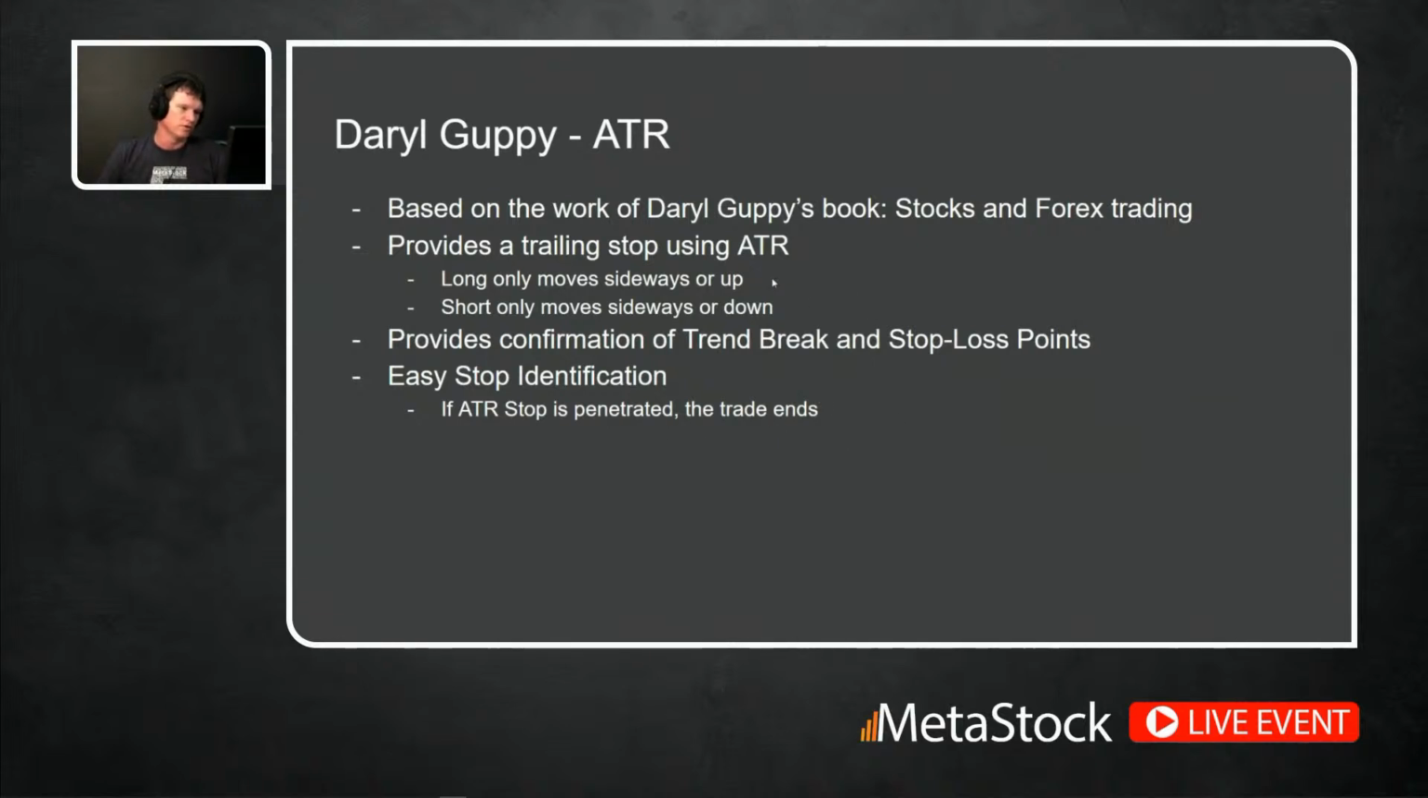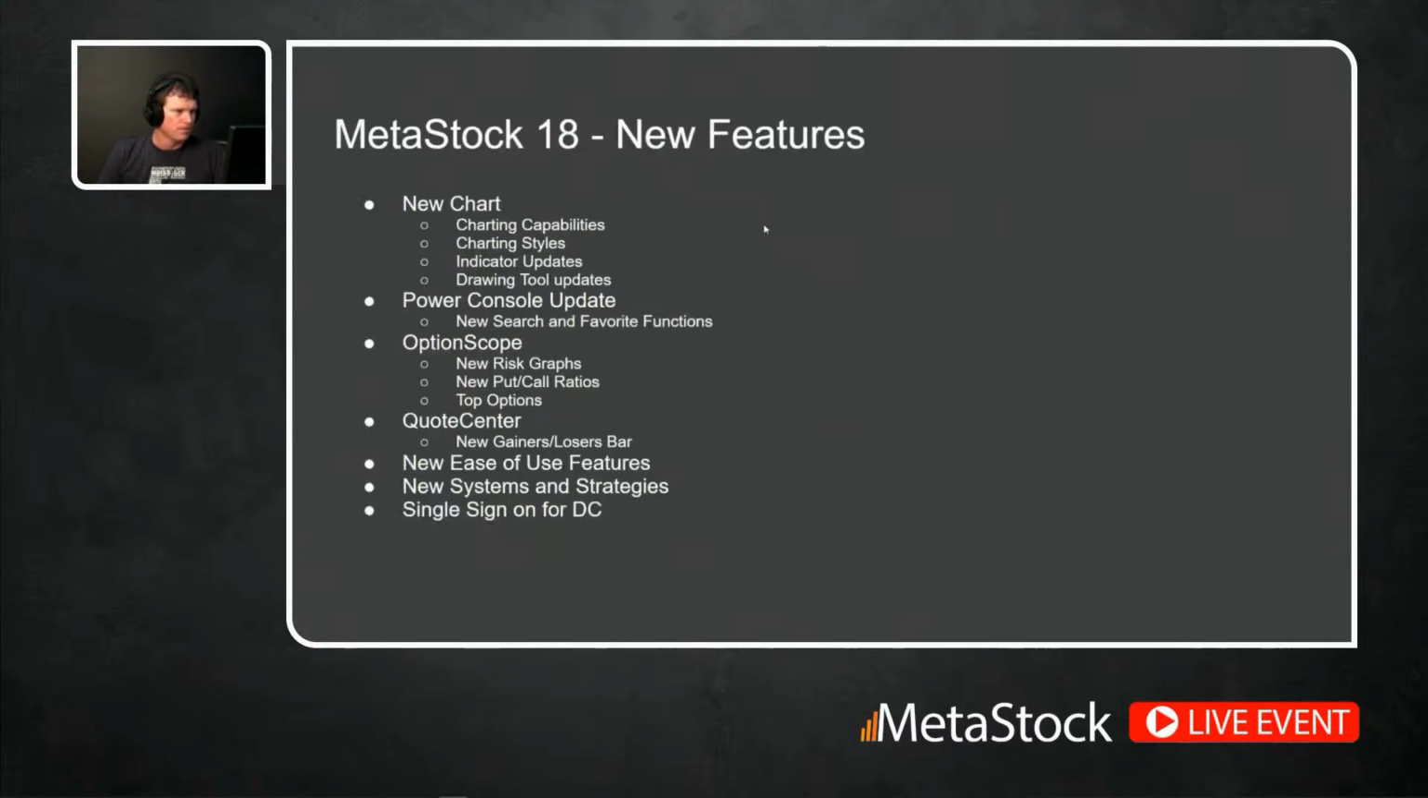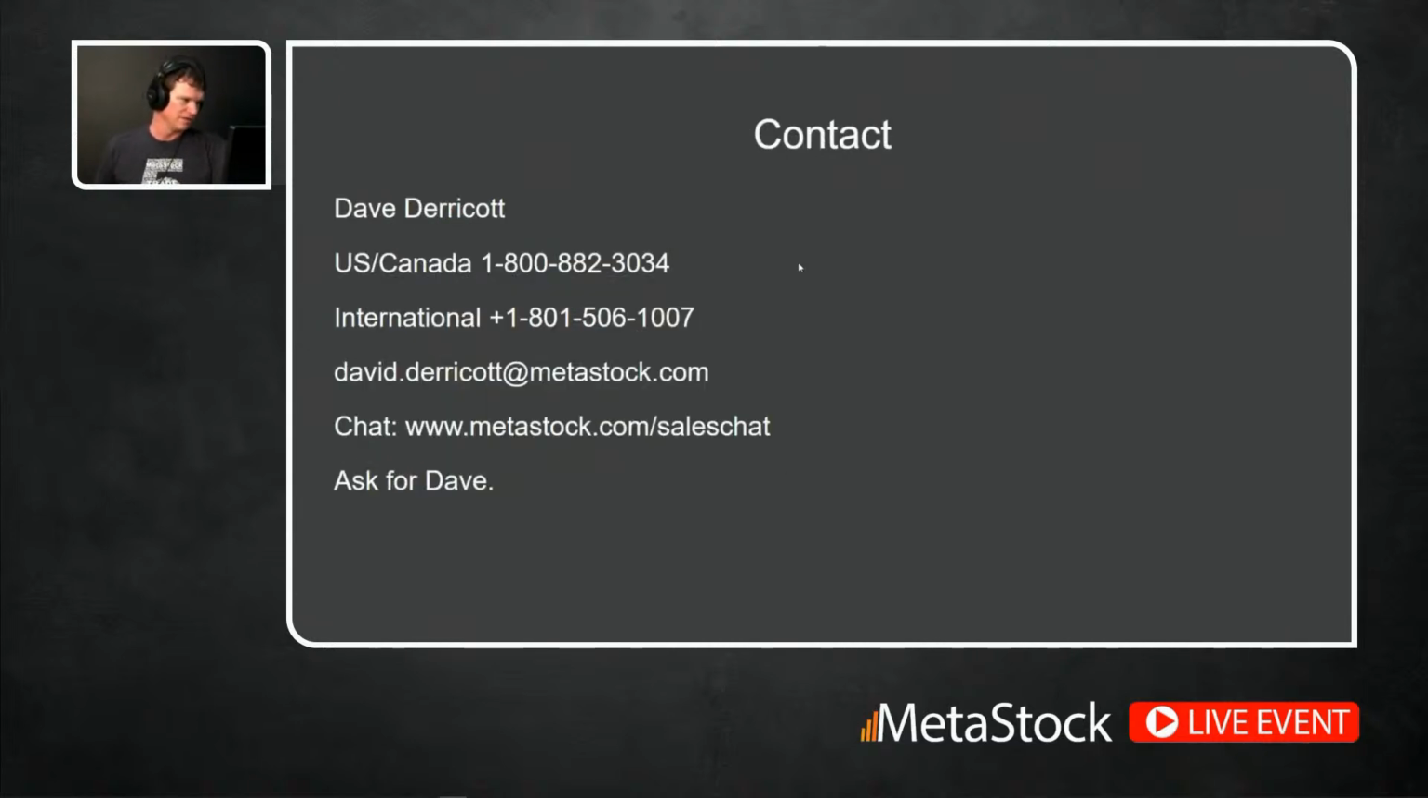With the Derricott ATR, you can do long, shorts, sideways, or up. And then also the ATR does provide a confirmation of the trend break. Like I said, when it penetrates it, it stops calculating. And then, yeah, just quickly going through everything we talked about today: the new chart, all the charting capabilities, which is the biggest reason why tons of people are upgrading. We're all really excited about that. The indicator updates, the drawing tools, new power console for search, the new risk graphs for options, top options, the quote center changes, ease of use, new features, searching for system tests or explorations, just everything really, really nice.